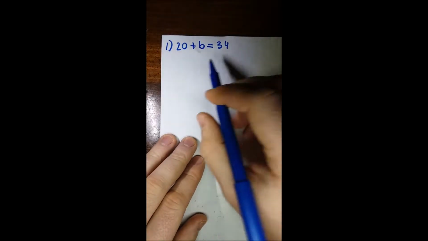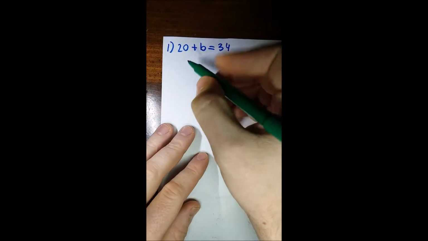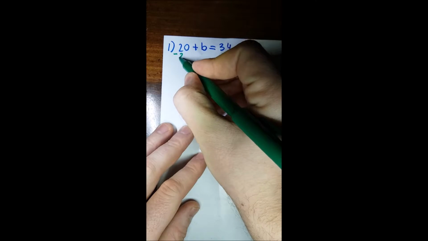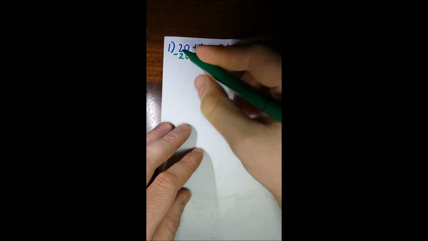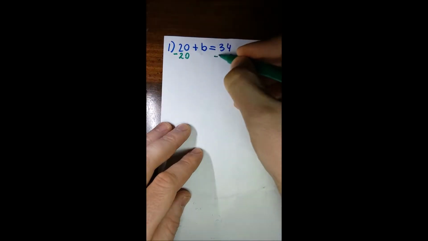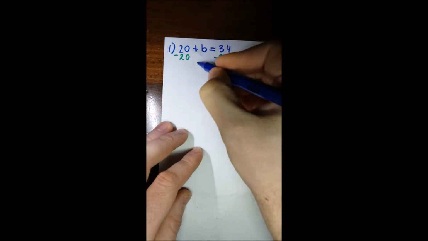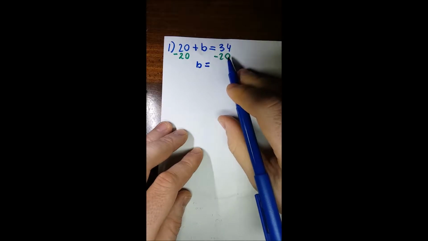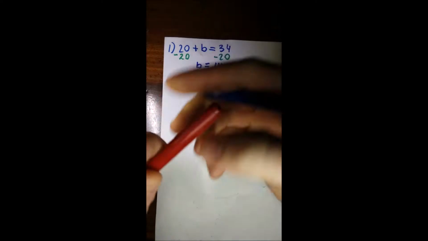Question number 1. 20 plus b equals 34. First step you want to do here is move the constant term to the right. Constant here is 20, positive 20, so we are undoing the positive with a negative, so subtract 20 from both sides, and we get on the left positive b equals on the right 34 minus 20. The answer is 14.